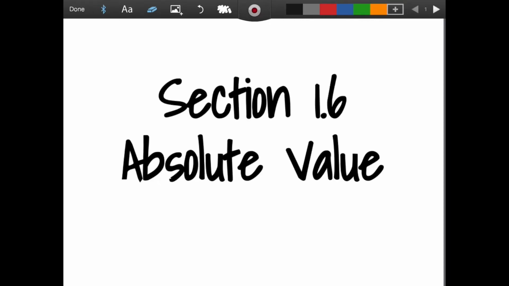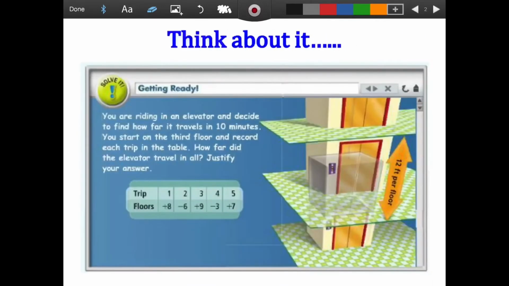So today we're going to go over section 1.6, which is absolute value. This is the last section for chapter 1, which means that next week we will have a chapter 1 quiz. So before we get started, let's do a little introduction problem.